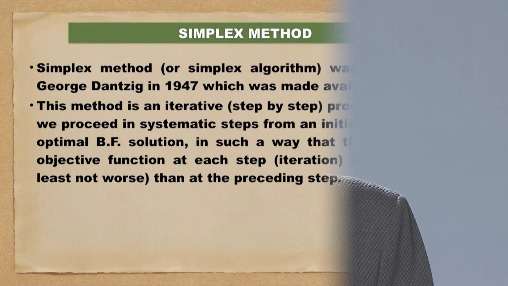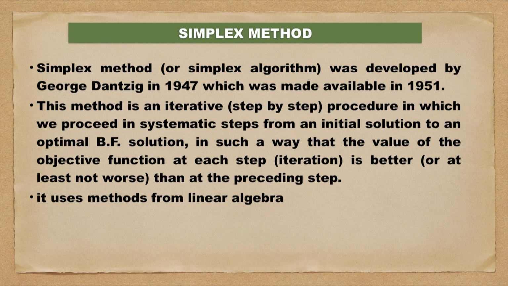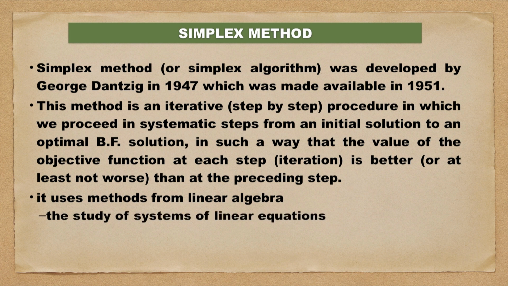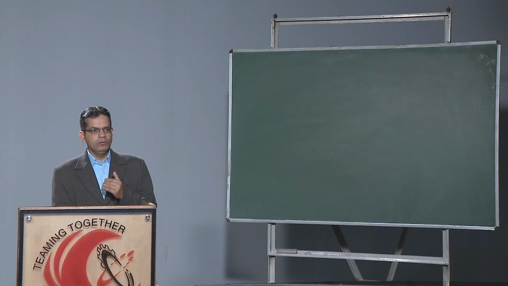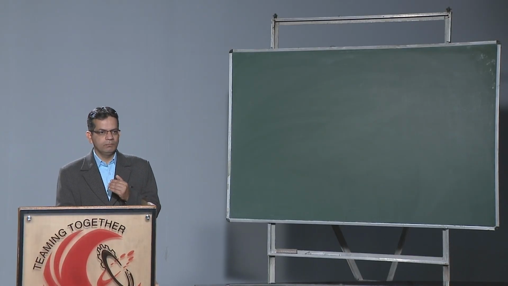In case you have a minimization type of LPP, we need to convert that minimization LPP to a maximization LPP by just multiplying the objective function with -1. And this simplex method uses methods from linear algebra like the study of systems of linear equations and using matrices. So, the whole theory of the simplex method is based on matrices and vectors. So, we will have a brief overview of the theoretical background of this simplex method.